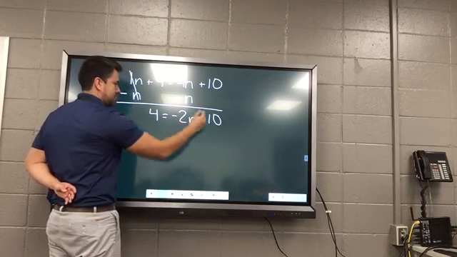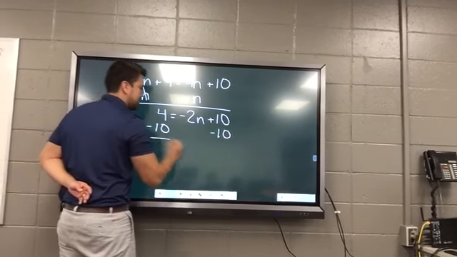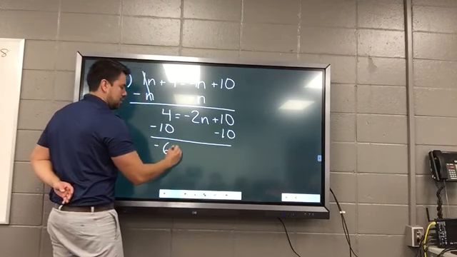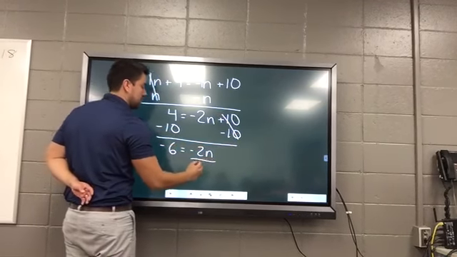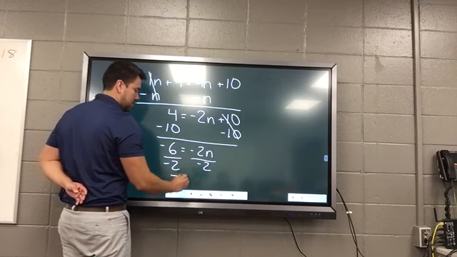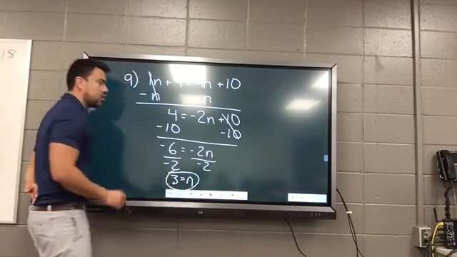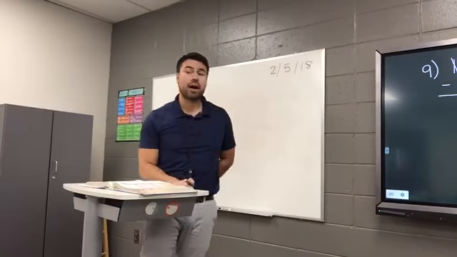Subtract 10. You've got to get rid of this, and you get negative 6. And then you divide negative 2n by both sides. You divide both sides by negative 2, you get 3 equals n. You could have done it a different way and still get the answer. It's fine. Should be positive.